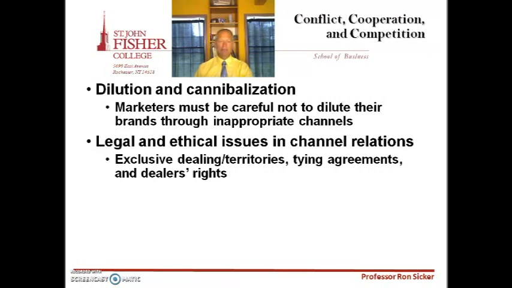Then the other thing is legal and ethical issues in channel relations. And I want to talk about something called the gray market. We all know the black market. The black market is selling something illegal. Gray market is a key term when we're talking about channel and channel conflict and cooperation. The gray market is when you have a distributor who's unauthorized, either unauthorized to sell in a particular territory or unauthorized to sell at all. I know that's really weird, but let me give you an example. I'll give you two examples.